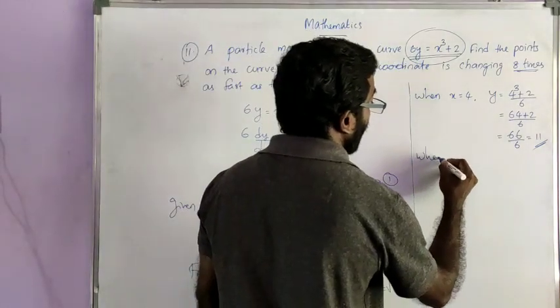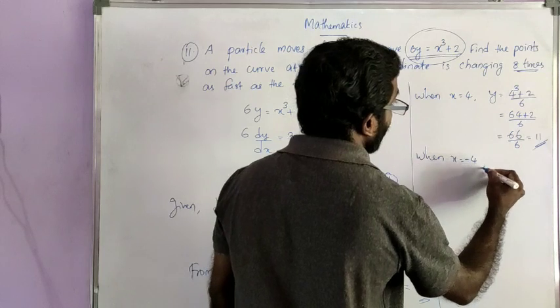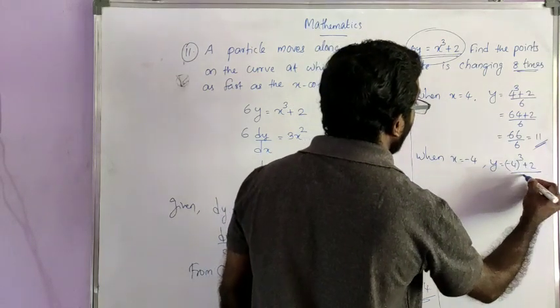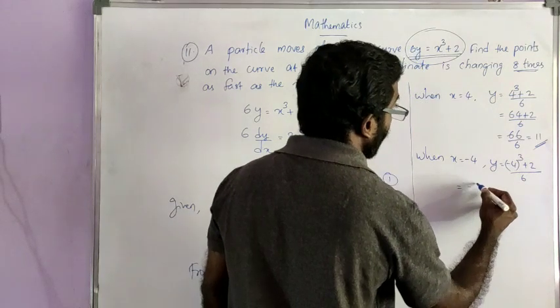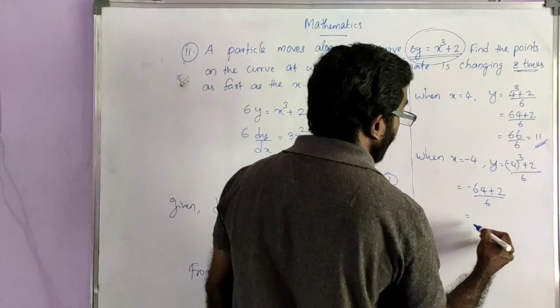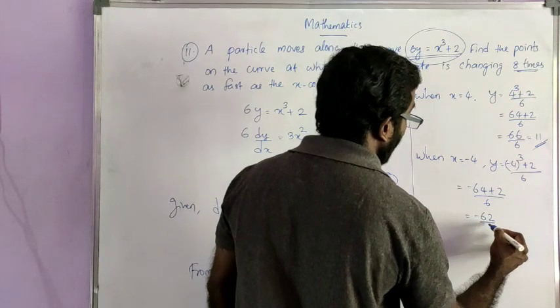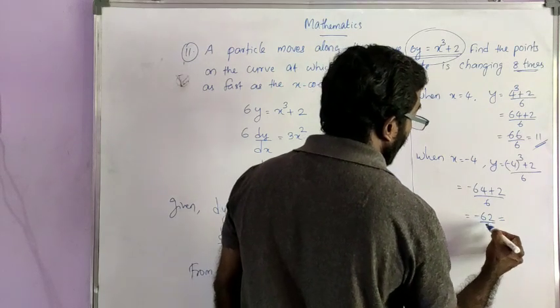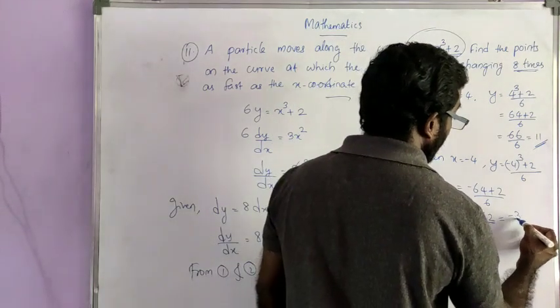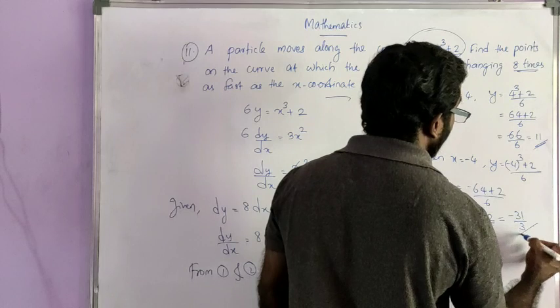And when x is equal to minus 4, y is equal to minus 4 the whole cube plus 2 divided by 6, that will be equal to minus 64 plus 2 by 6, which is equal to minus 62 divided by 6. We can cancel this by 2, we get minus 31 by 3.